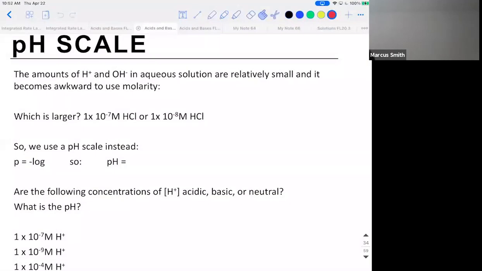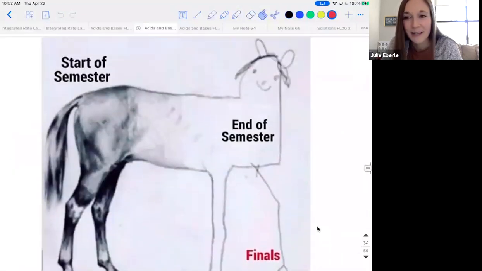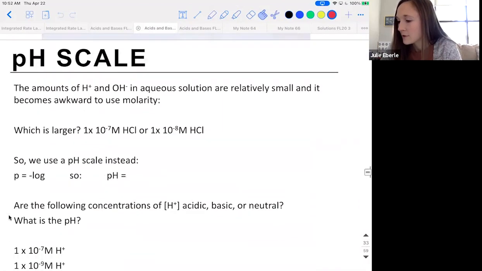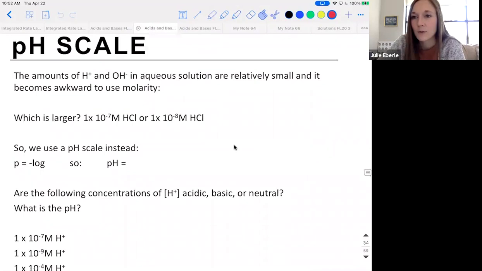pH. All right. So here's where we ended. I just have to show it again. It's just the best. Stupid horse. It makes me laugh every time. Here's where we ended last time. And you're almost there. You're almost at the end of the semester. Here's where we're going to start.